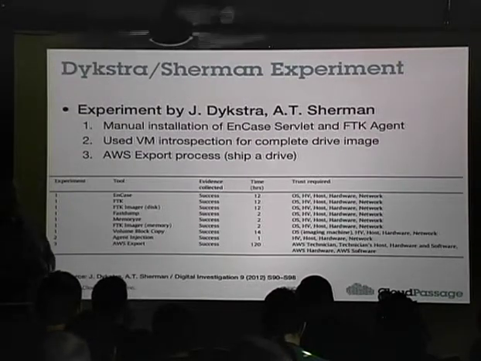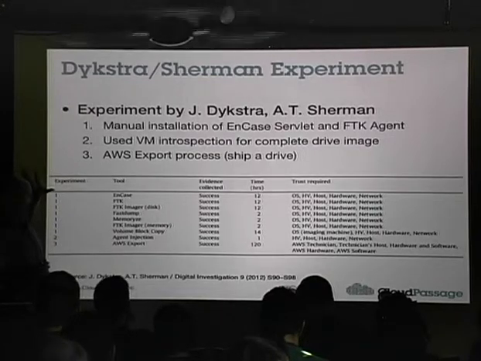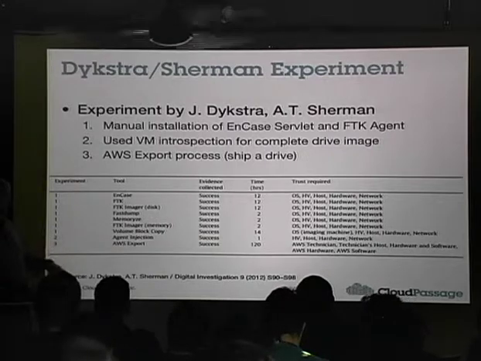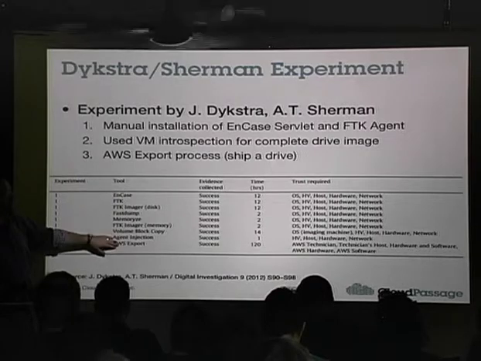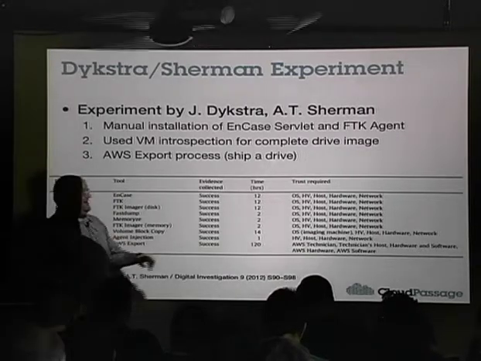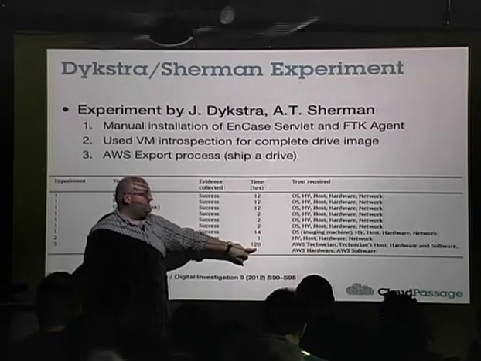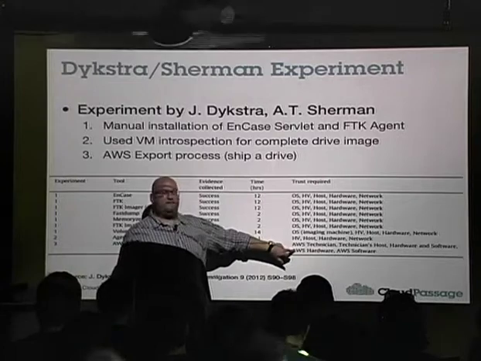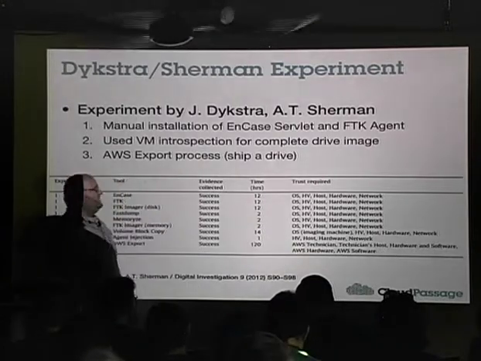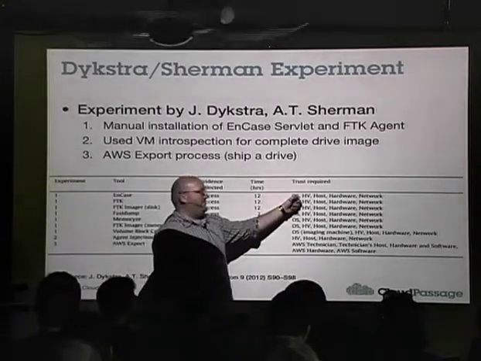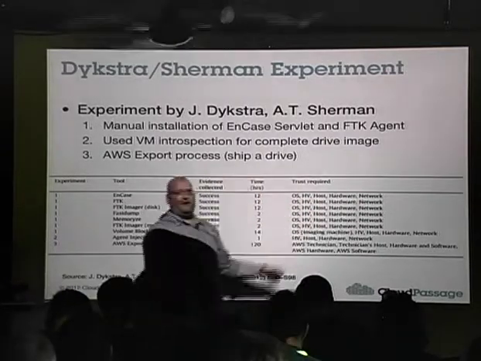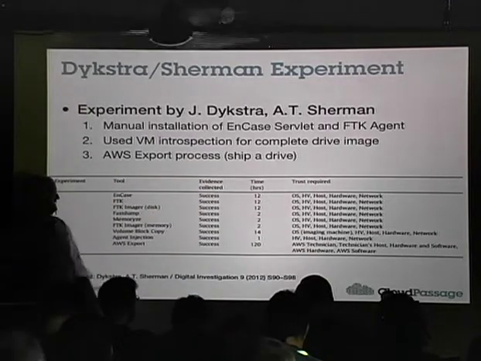So this is an experiment. These guys, they are guys, wrote this paper, and they actually sent it to me. Very nice of them. They used traditional tools to do analysis, and this is the time it took. And these are all the things that you had to trust along the way in order to have this as a valid forensic image. So as you can see, I have to trust the operating system, the hardware vendor, the host, the hypervisor, network, hardware. That's a lot to trust and to prove trust.